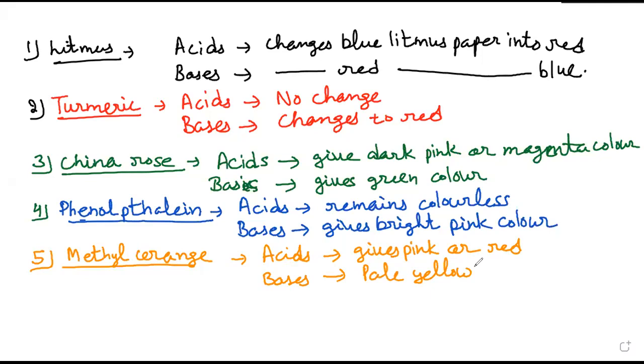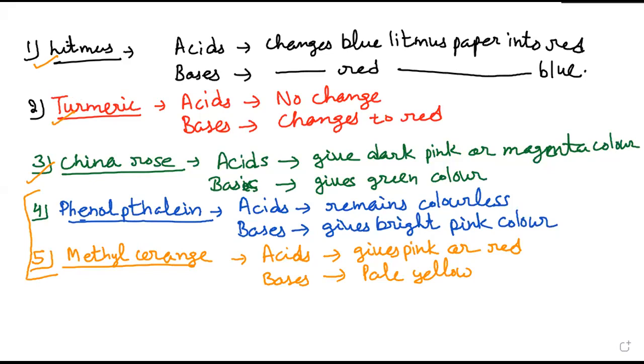So that is all about the indicators, right? First are litmus, turmeric, and China rose. These are the natural indicators, and these two are the synthetic indicators, which give different colors with different kinds of solutions. I hope till here there is no doubt for anyone.